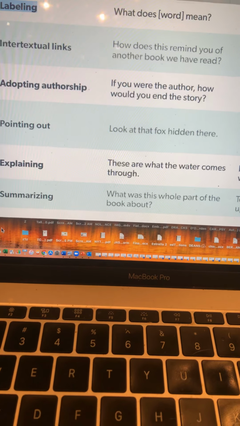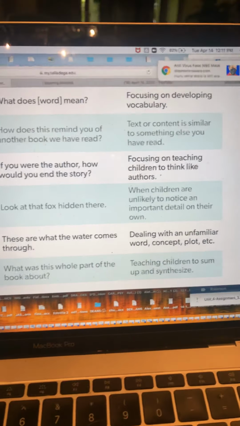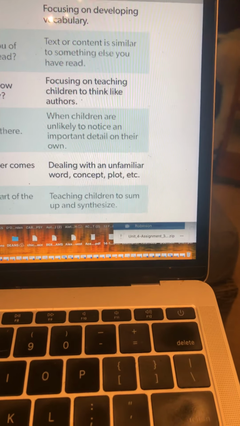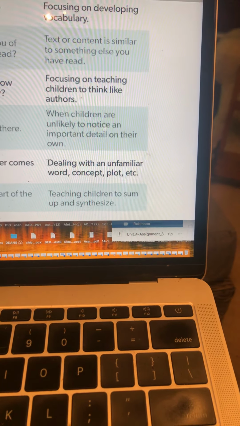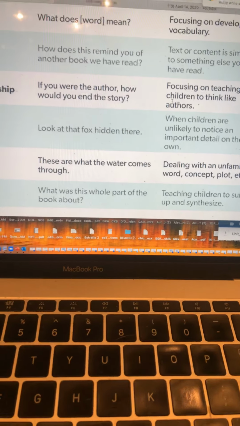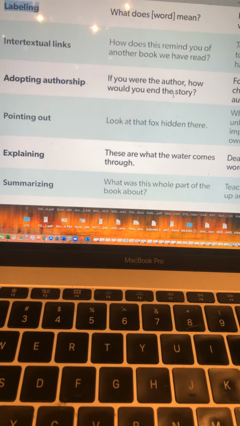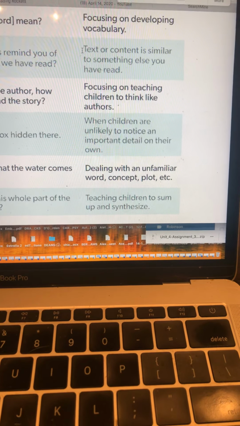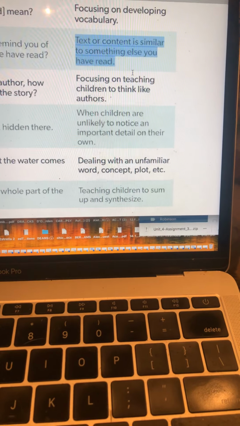Text to text, connecting books is a very important technique that we learn to use when we're helping children to understand and to comprehend. When this is used, we use it on focusing on teaching children to think like writers or authors. And you can build the understanding among children on intertextual links. I'm sorry, I read the wrong one. Is that text or content is similar to something else that you've read.